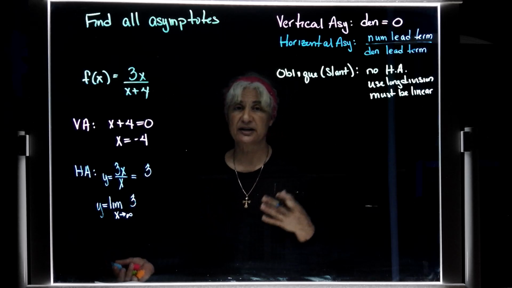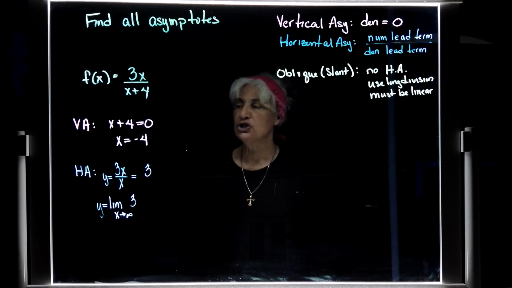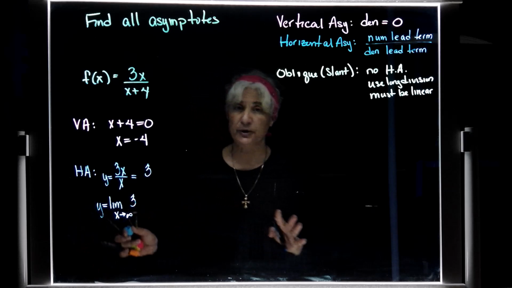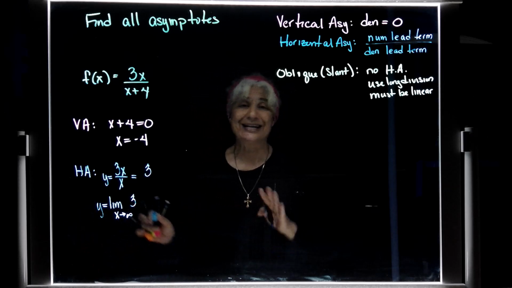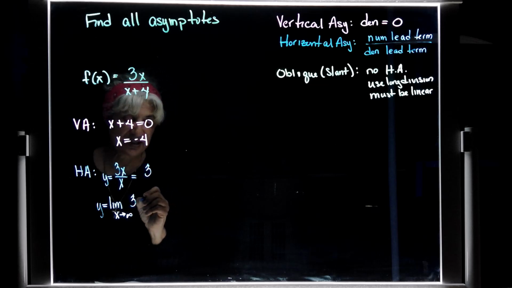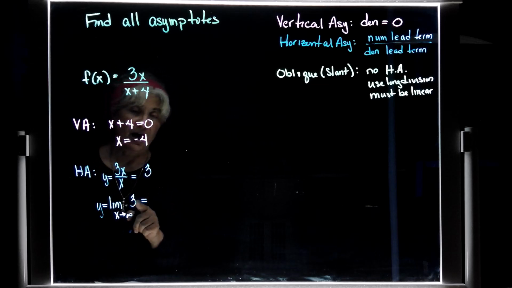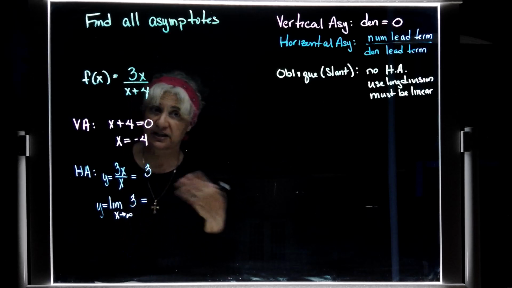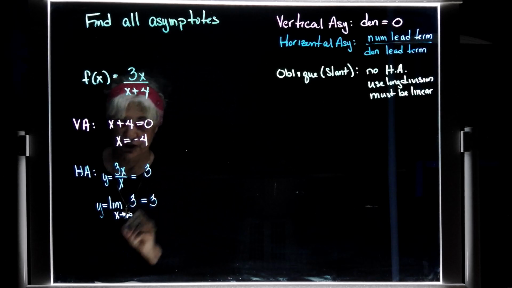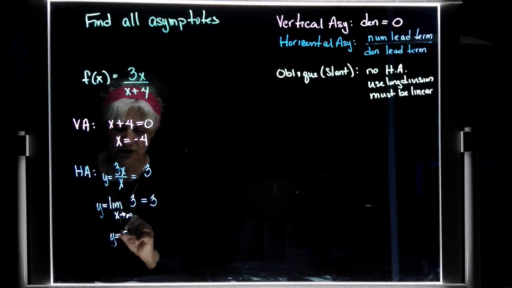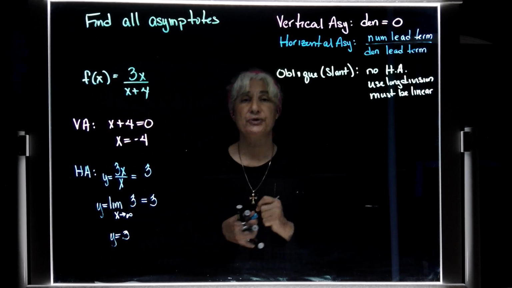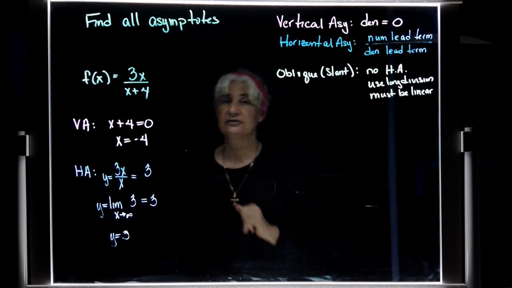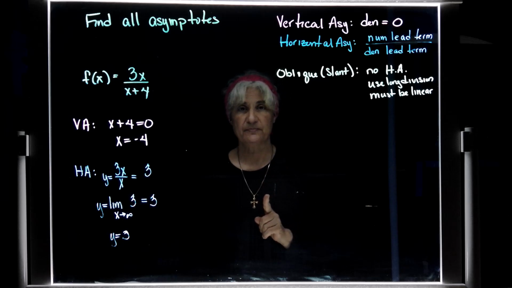You're like, well, there's no x's there. You're right, there are no x's there. So is this value of 3 ever going to change? You're right, it will not, which means in this case, the limit of 3, a number, as x goes to infinity, is just 3. So in this case, your horizontal asymptote is y equals 3. It is a horizontal line. It's linear, once again. Are you with me?